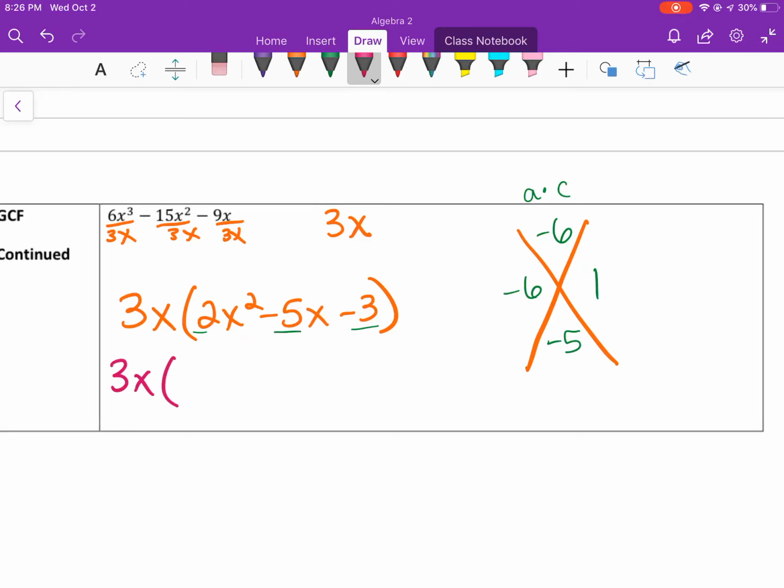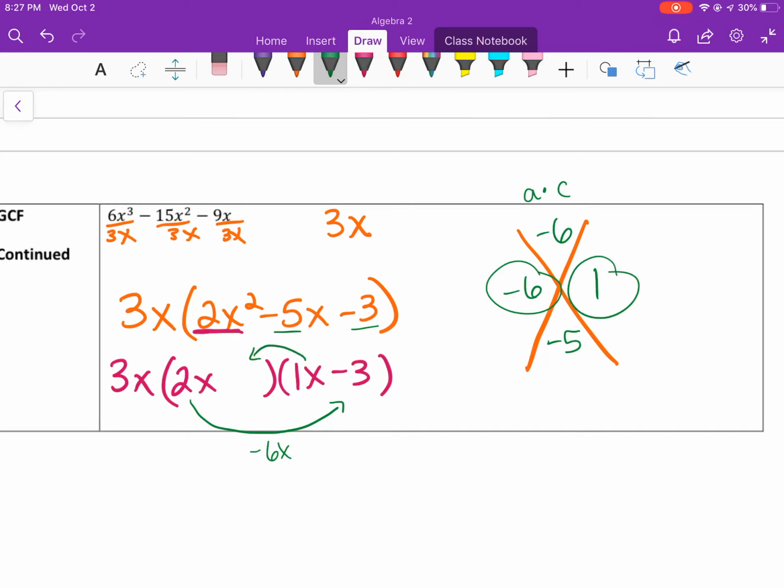I know that I have a 3x out front, and then to get the 2x squared, you have to do 2x times 1x. And then to get the negative 6, I can use the 2, because 2x times negative 3 gives me the negative 6x. And then to get the 1, I just need a 1x here, so 1x times positive 1 gives me 1x. So then this would be your final answer, and it's factored all the way. So you had to factor the greatest common factor out, and then I checked to see if it could factor more, and this told me that it could.